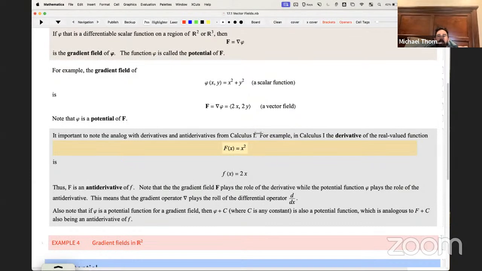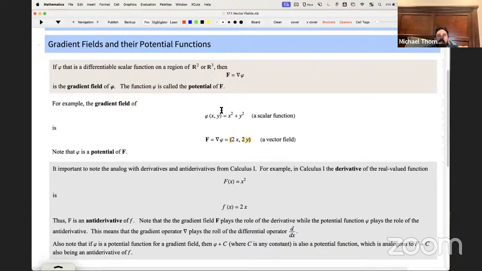The same is true when we're finding potential functions for a vector field. When you add the c, it doesn't make any difference because when you take the partial derivatives, the c disappears anyway. So I hope you can see that gradient fields and potential functions are kind of taking the place of derivatives and antiderivatives. And essentially this is taking the place of the old differential operator.